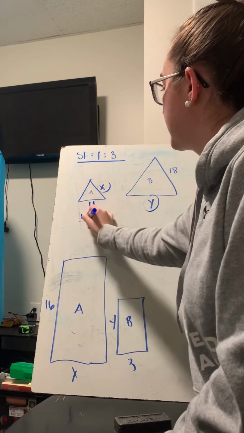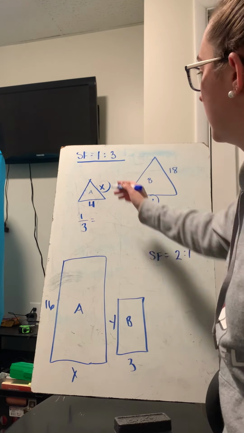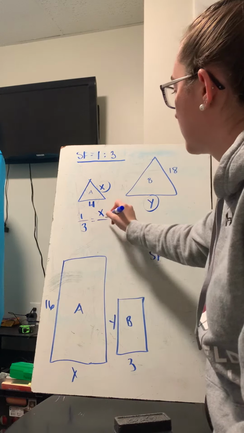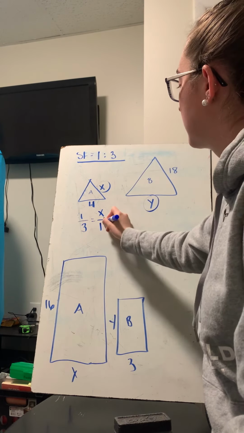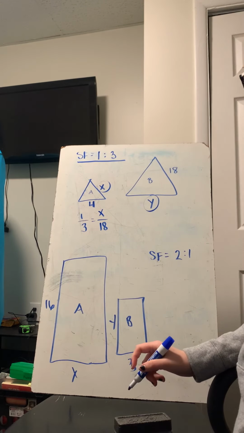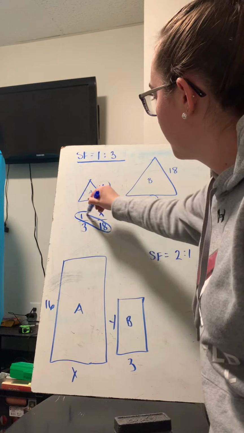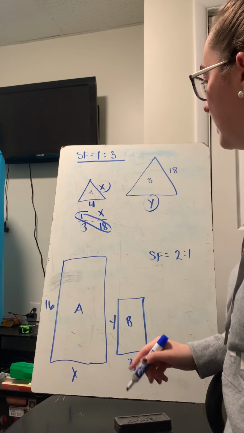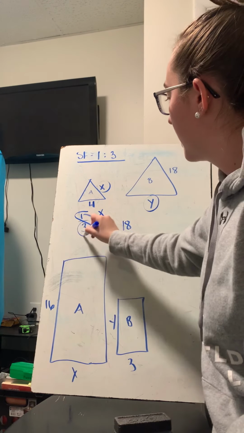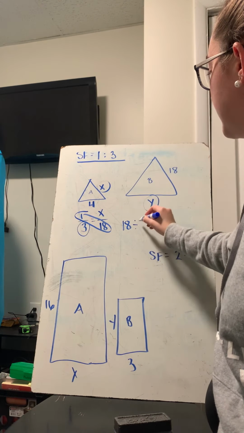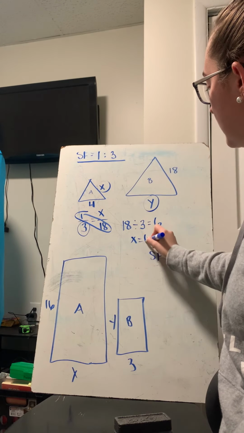Remember, I start with my scale factor written as a fraction, and I turn it into a proportion. The X belongs with the 1, so X goes on top, and the corresponding side measures 18. So that is my proportion. Now I can solve for X. I cross multiply the two numbers that I know are there. 1 times 18 is 18. And then I divide by what's left over. 18 divided by 3 equals 6. Therefore, X equals 6.